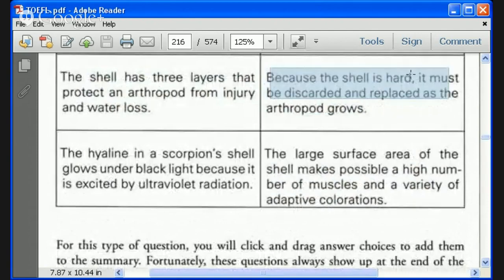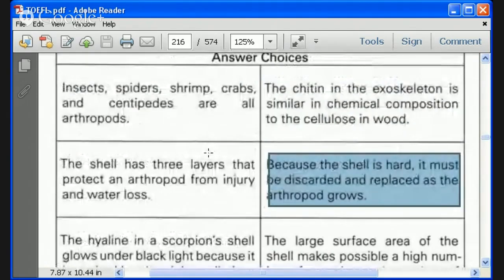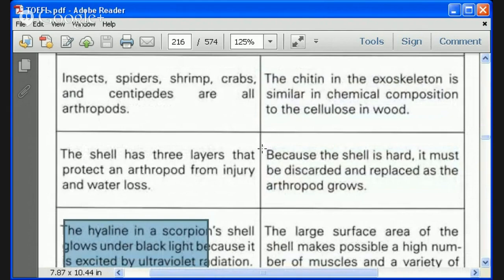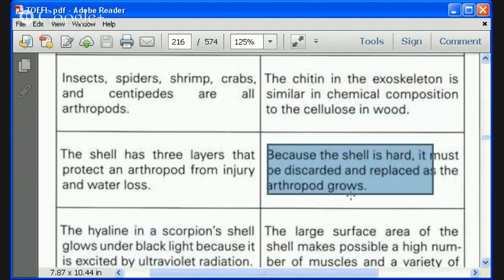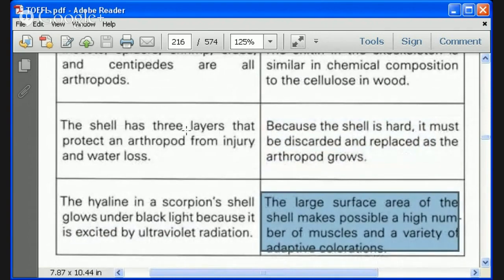Because this part... No, these are not in order. These are not in order at all, because the chitin was before the hyaline. This was at the very end of the... Remember, this was at the end. This was in the middle. No, these are certainly not in any order whatsoever.